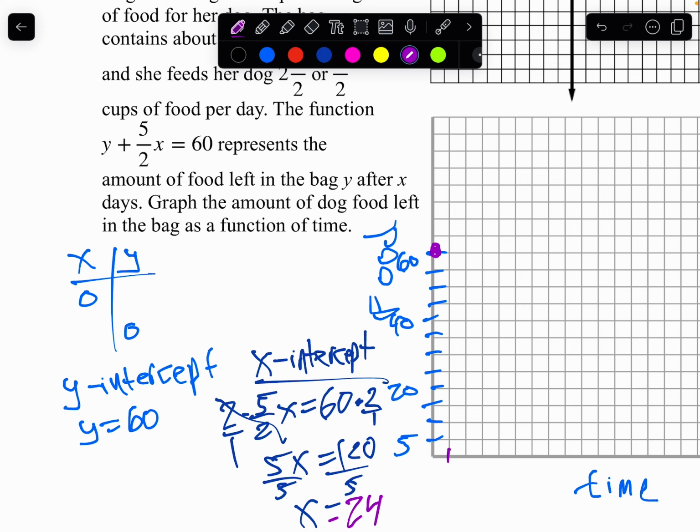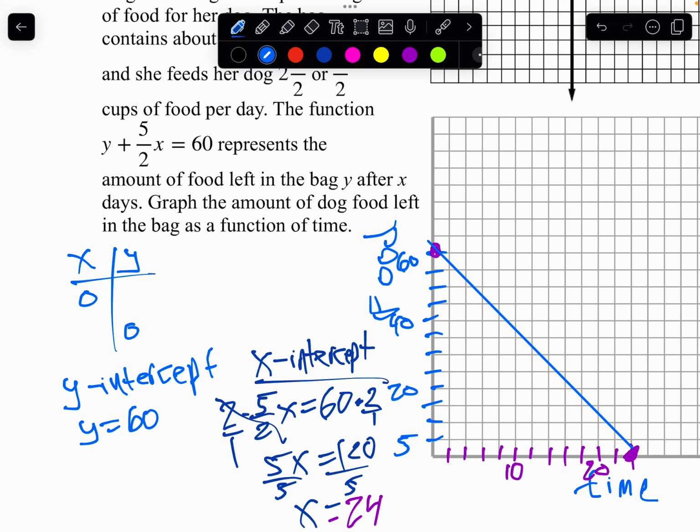So 2, 4, 6, 8, 10, 12, 14, 16, 18, 20, 22, 24 is where I put my dot. I could keep on going from there. And then draw your line through those 2 points.